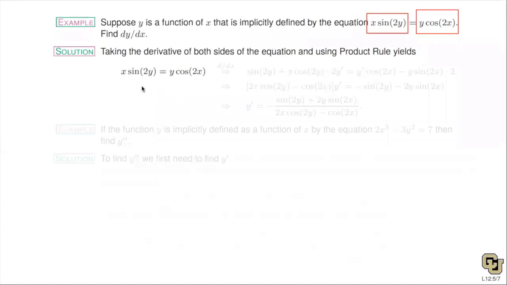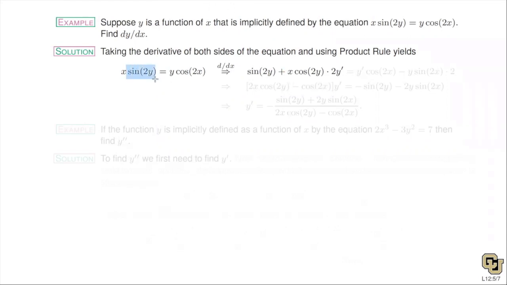So let me do the product rule of the equation on the left side. Remember how that works? The first function here is x. So the derivative of x is just 1 times the second function. So that's where the sine 2y comes from: derivative of the first times the second. And then plus, I copy down the first function, which is an x. Now, watch the derivative here. I want you to make sure this makes sense to you.